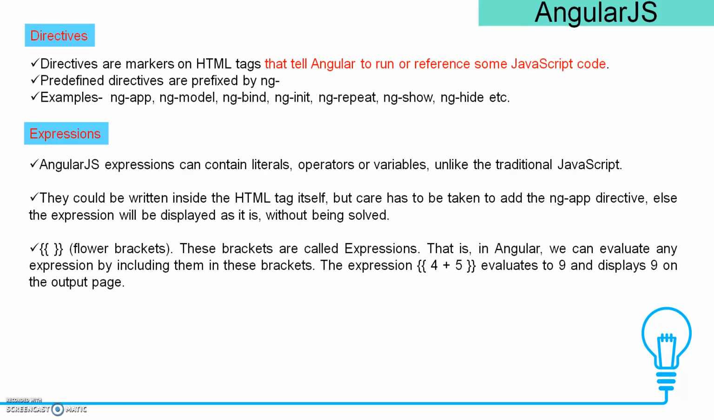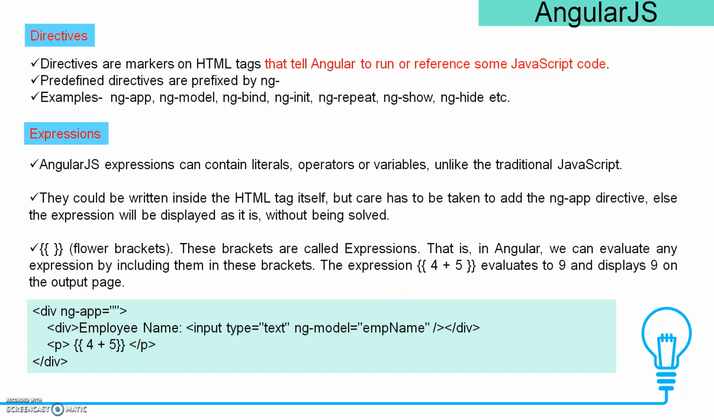How do we write an expression? For that you have to use this syntax: two opening curly brackets, then any expression, and closing curly brackets. In Angular, we can evaluate any expression by including it in these brackets. Example: suppose I want to add 4 plus 5, I write that expression inside the curly brackets. At the time of execution, this content will not be shown. In the tag in which this expression is written, the value 9 will be displayed as output. So this is a simple example.